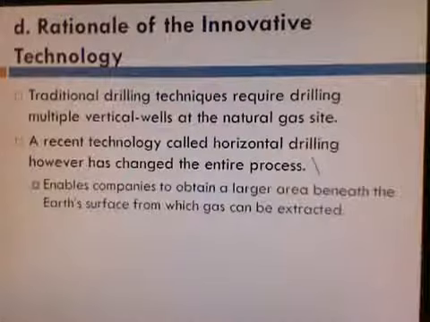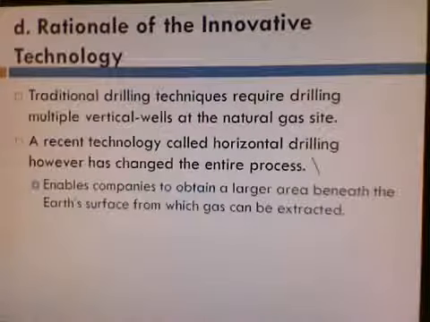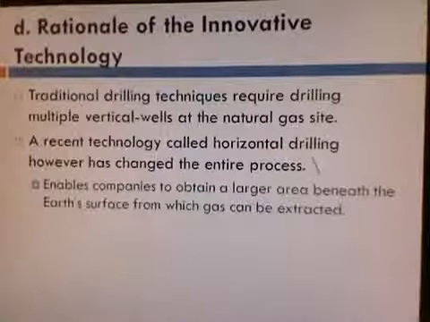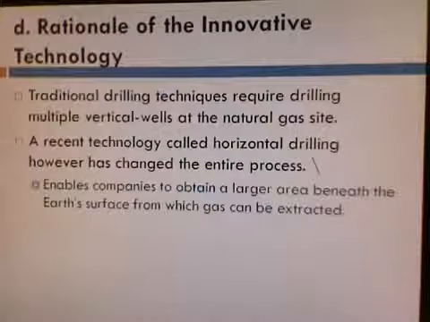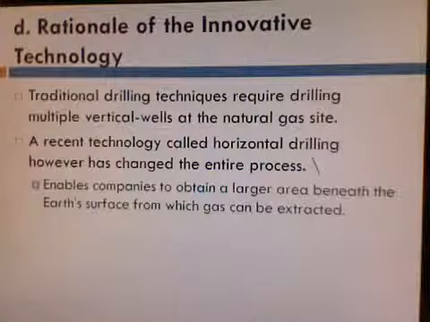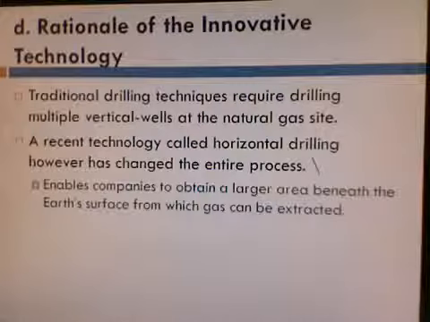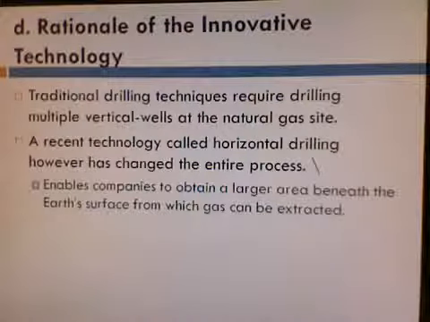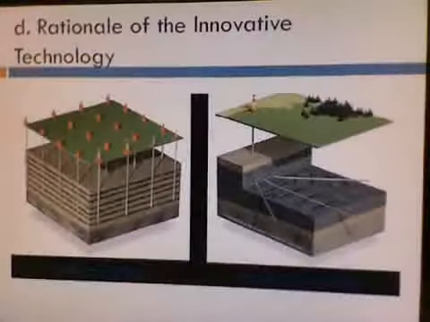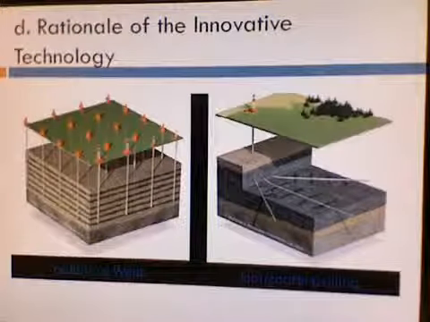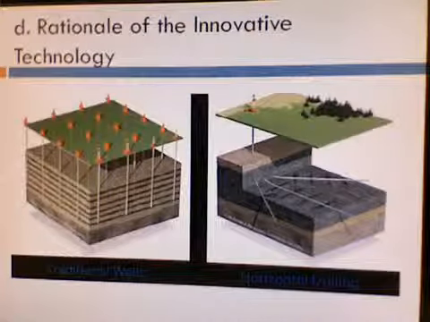Traditional drilling techniques require the drilling of multiple vertical wells at the site. This is a concern because of the amount of damage caused to the environment. It is also an economical problem for gas companies as it costs them large amounts of money to drill multiple times. Horizontal drilling is a new technology that allows companies to extract more natural gas with fewer drilling holes. This is a slide which clearly illustrates the advantages of horizontal drilling above and below the Earth's surface.